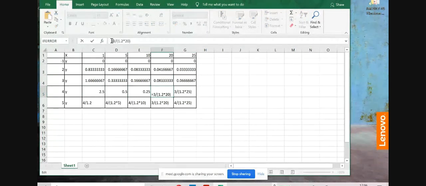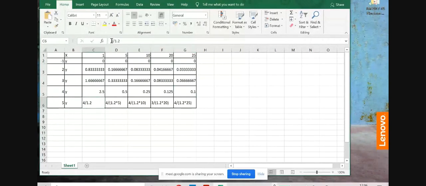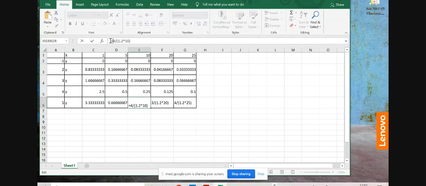Sir, at 20th column, you put 3. Huh? Don't bother about the accuracy. Okay. See, there may be some variation, because the procedure you must follow.